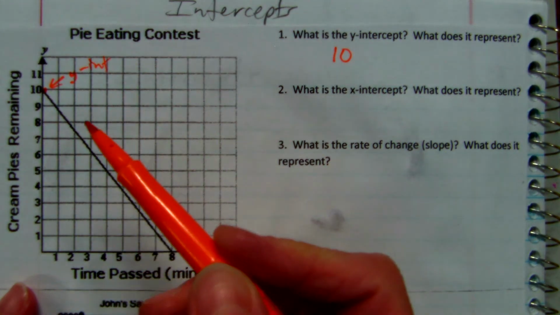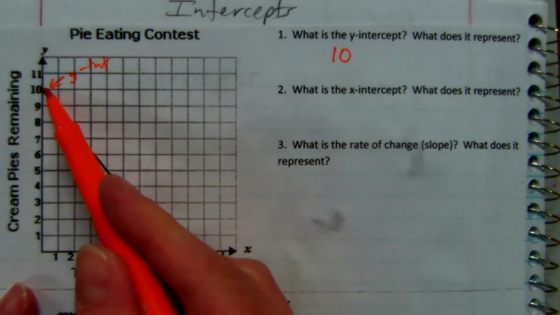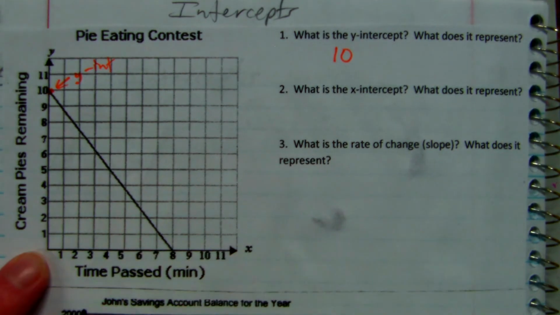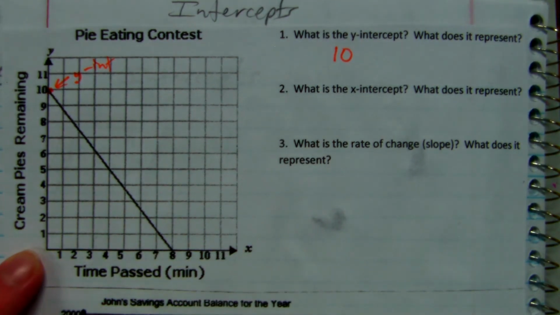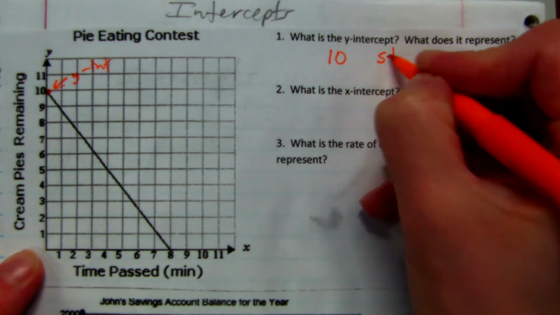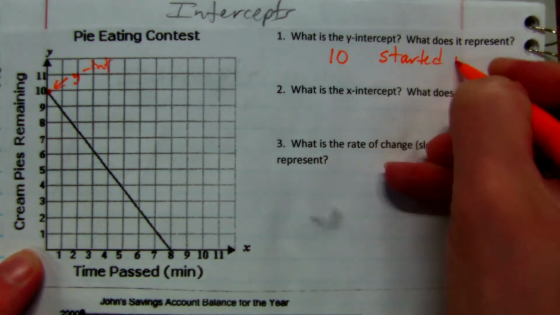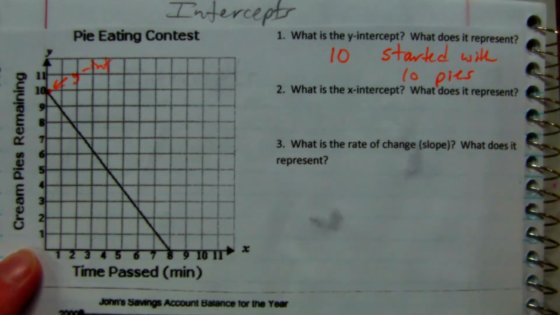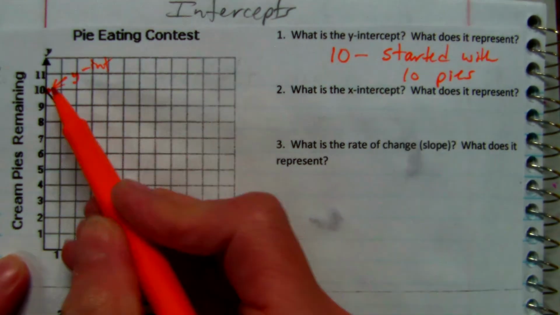Yes. Yeah, there's 10 pies. So if we look at where that corresponds to time, that would be when the time was 0. So nobody had eaten any pies yet, and there were 10. So we could word that by saying that we started with 10 pies. That's what it means. So we're starting with 10 pies.